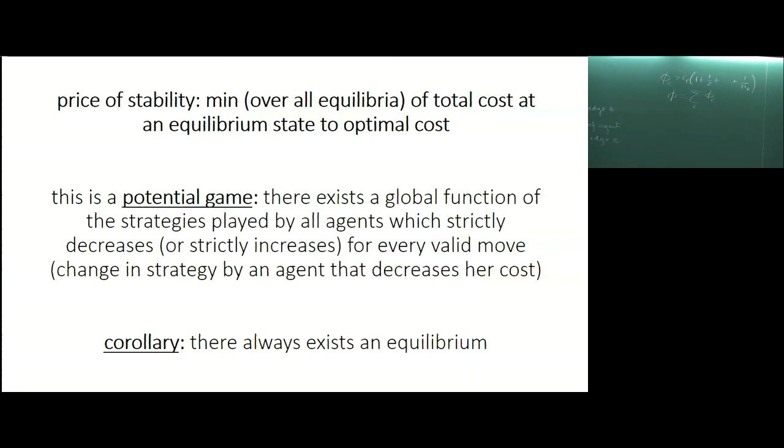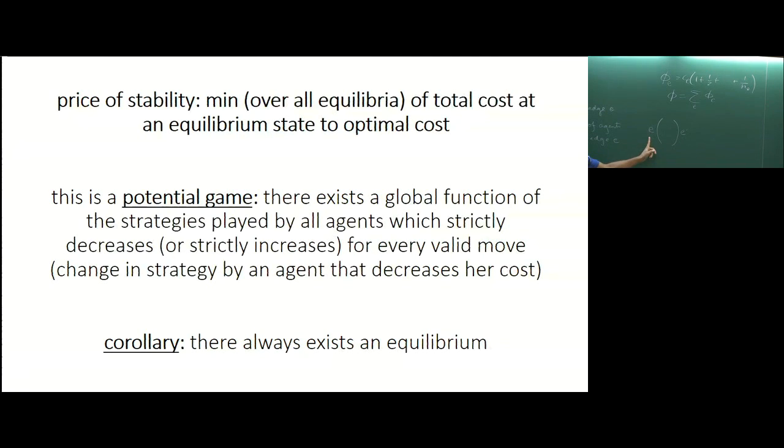Now my claim, and this is the crucial claim, is that if an agent makes a move, then the change in the shared cost of that agent is exactly equal to the change in this potential. Okay? So let's take a toy example. Let's say I have an agent who was using edge E, now moves to using an edge E prime.